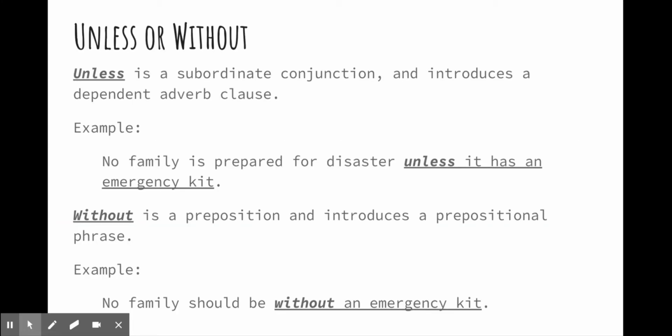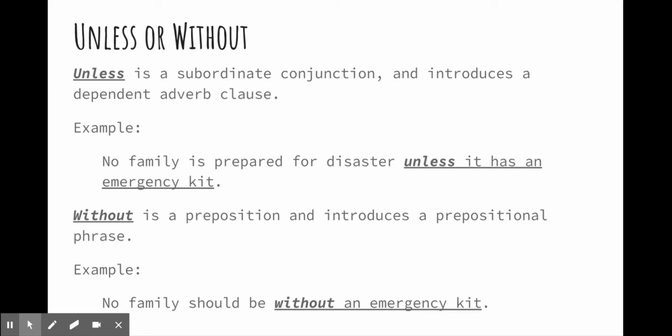The first set that we're looking at is unless or without. Now, unless is a subordinate conjunction and it's used to introduce dependent adverb clauses. Okay, so an example of that: no family is prepared for disaster unless it has an emergency kit. So you can see that it has an emergency kit. That is clearly a clause. It's got a subject, it's got a predicate.